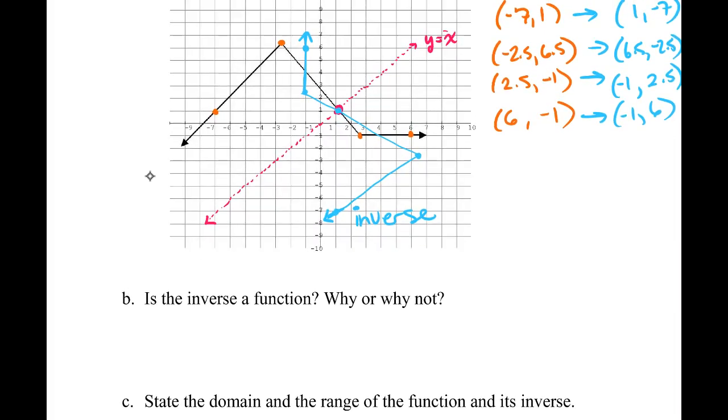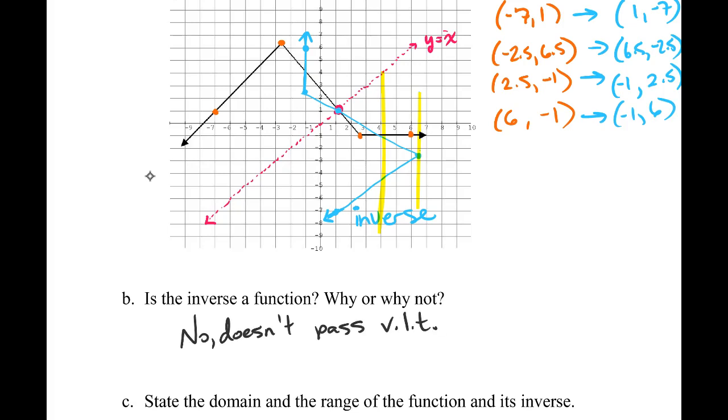Now, question B is asking, is the inverse a function? So I take my vertical line, and from the very beginning, with the exception of right here, I only hit 1 point, but the second I get over here, I'm hitting 2. Hitting at this point, hitting here, and so all of a sudden, I am no longer dealing with a function. So no, this is not a function, because it doesn't pass the vertical line test.